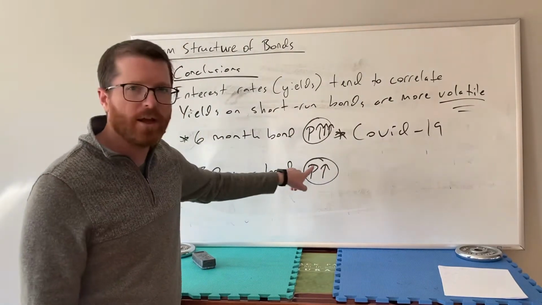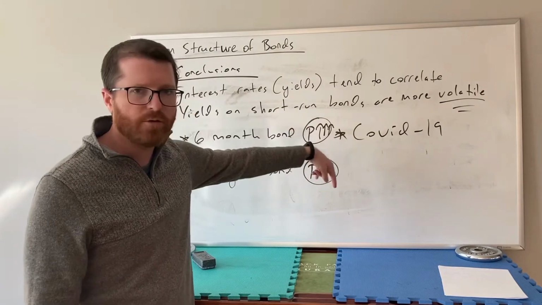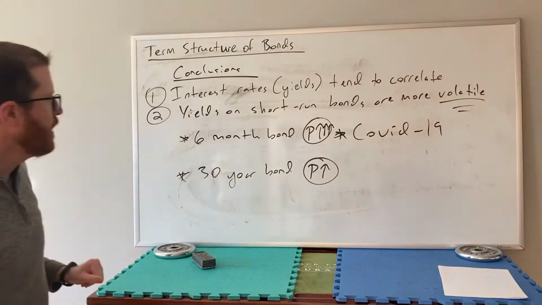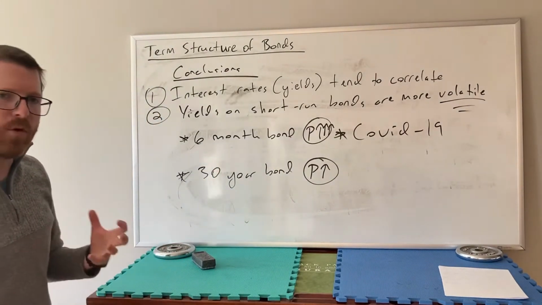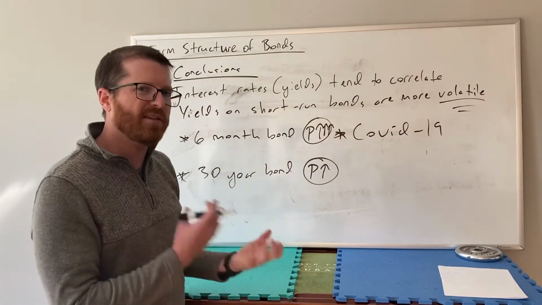Okay? So interest rates tend to correlate. You're seeing that here again, right? Prices going up, interest rates going down. They do tend to move together. But the second thing we see is that the shorter the term of the bond is, the more volatile it tends to be. The more its price tends to change.